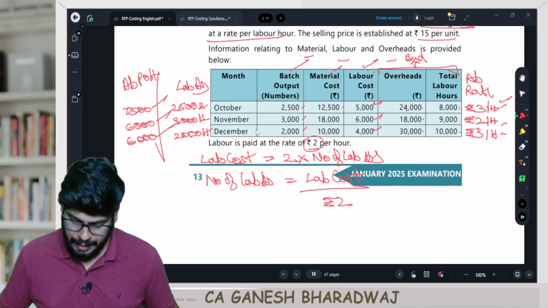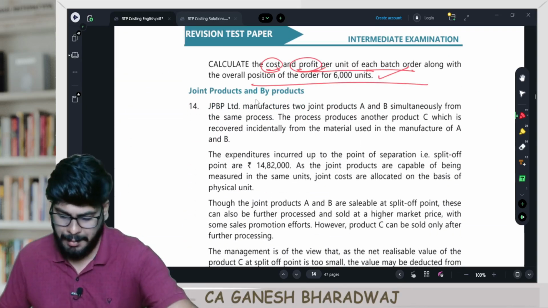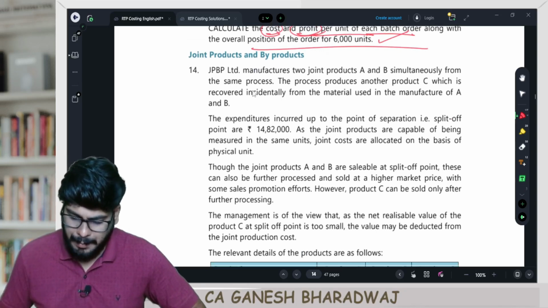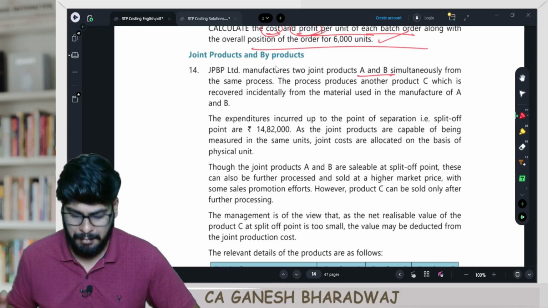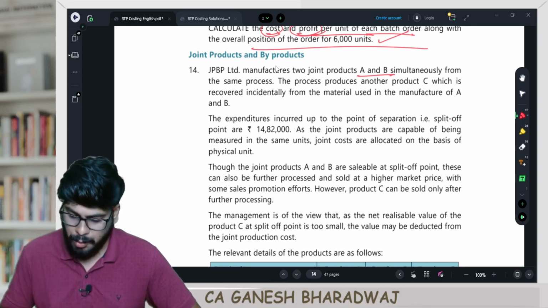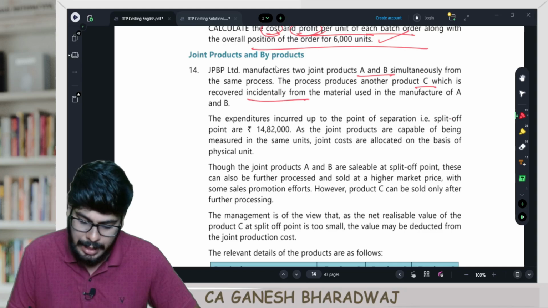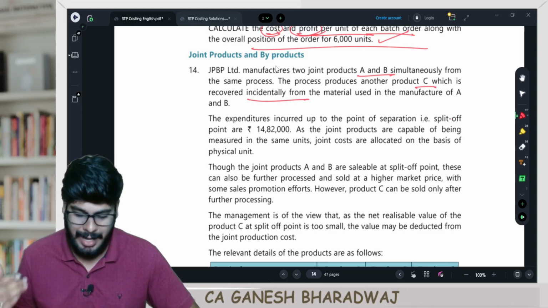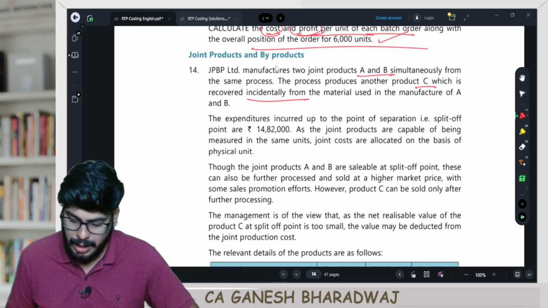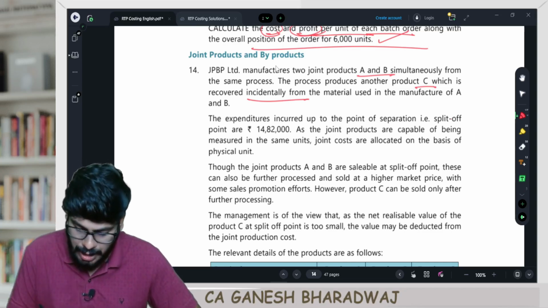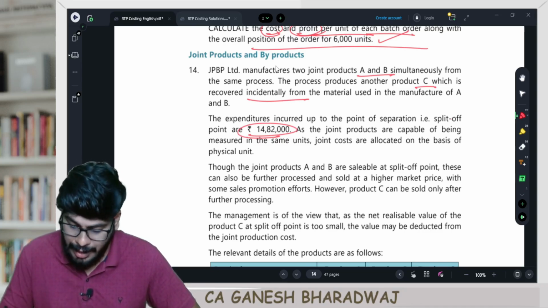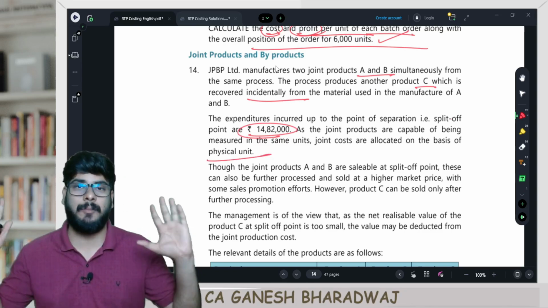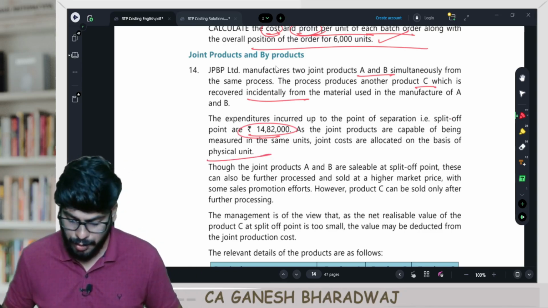Now let's move on to the next question on joint and byproducts. Now, JPBP Limited manufactures two joint products A and B simultaneously from the very same process. The process produces another product C, which is recovered incidentally from the material used in the manufacture of A and B. The expenditures incurred up to the point of separation, that is the split off point, are rupees 14,82,000. As the joint products are capable of being measured in the same units, the joint costs are allocated on the basis of physical units. So the manner of apportionment of joint costs is going to be your physical units method.